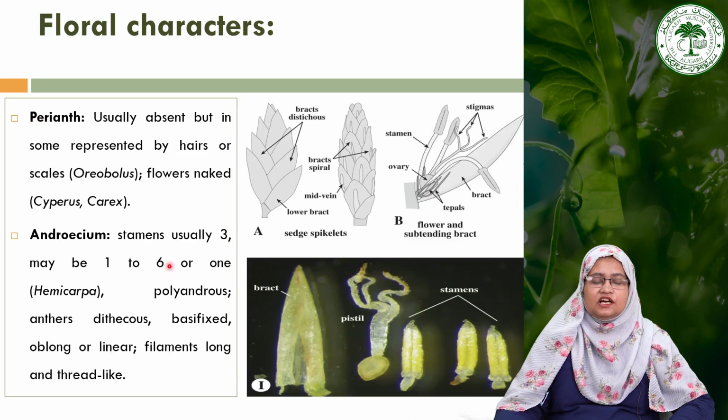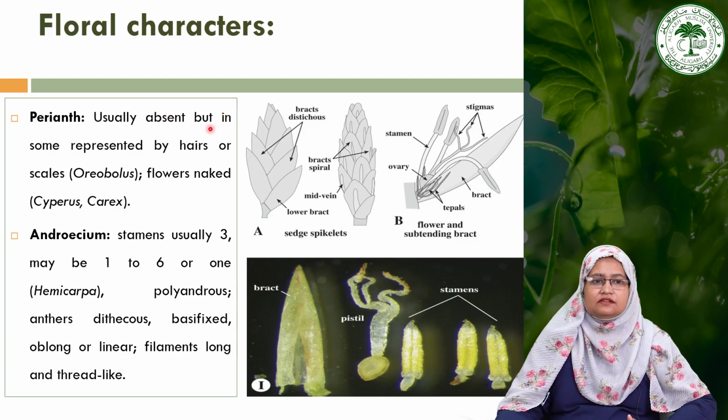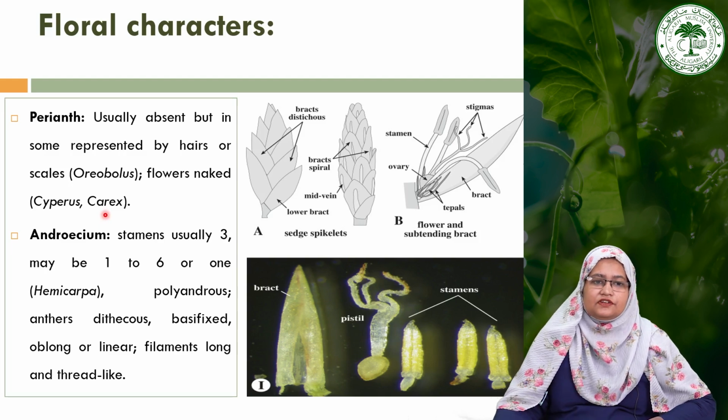Now moving towards the perianth. As I have told you, this particular family belongs to the Glumaceae, in which the perianth is very reduced or absent. So usually the perianth is absent, but in some cases it is represented by hairs or scales, as in the case of Eriophorum, or the flower may be naked, as in the case of Cyperus and Carex. So the perianth may be absent or very reduced or scale-like, as you can see here.